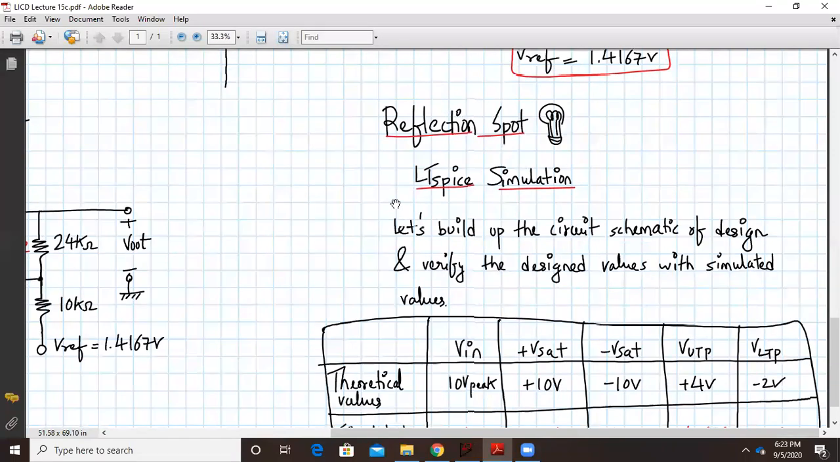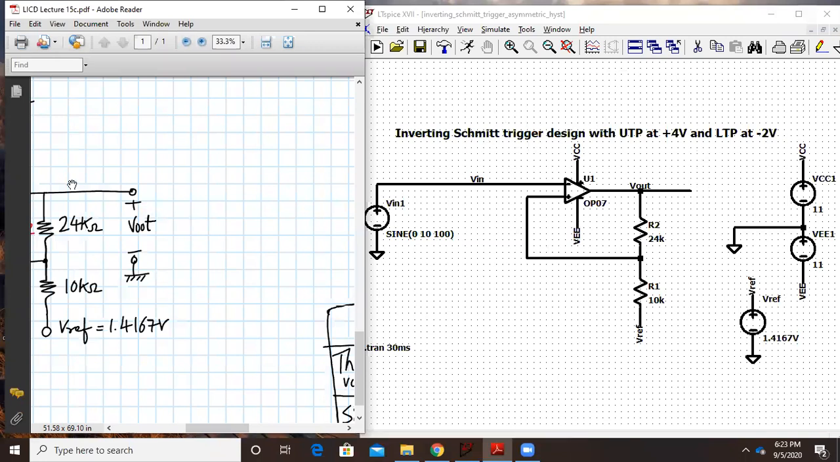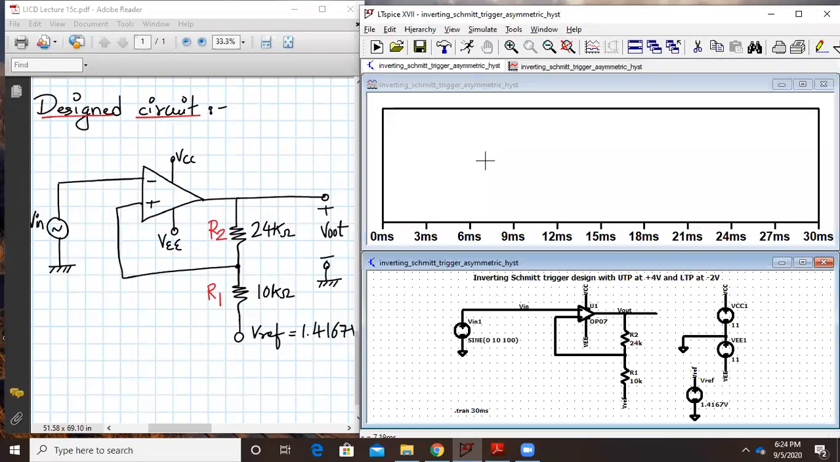So we'll verify this results in LTspice now. The circuit is already made available for your reference. The circuit to your left is my design on paper, in the OneNote PDF, and on the right hand side we have assembled the same circuit in LTspice. Here we are using the opamp OP07. It is powered with plus or minus 11 volt supply as per the requirement. R2 is 24K, R1 is 10K. Vin is a 10 volt peak sine wave of frequency 100 hertz, and the reference voltage applied is 1.4167.